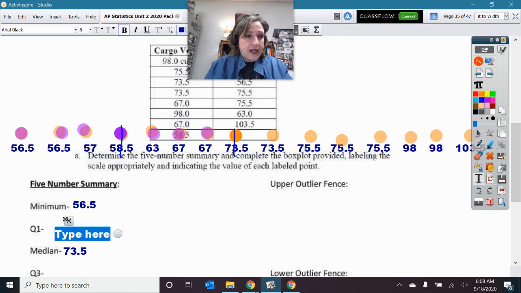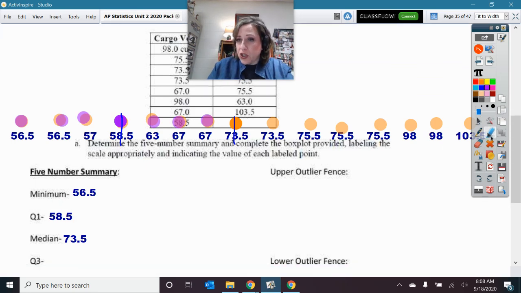So you go ahead and try to find your Q3, which is the same process, just the top half. Okay, so go and try to do that.